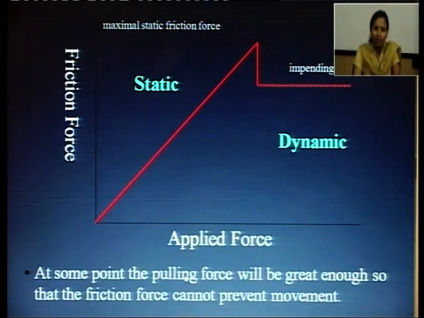At some point the pulling force will be greater, so that the friction force cannot prevent movement. So, at this point frictional forces cannot stop the movement of the body. The body starts moving from this point onwards. So, here the force of friction which comes into play is called dynamic or kinetic friction.